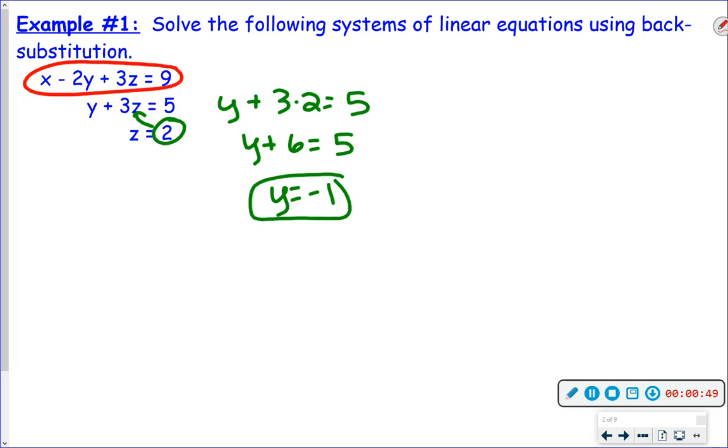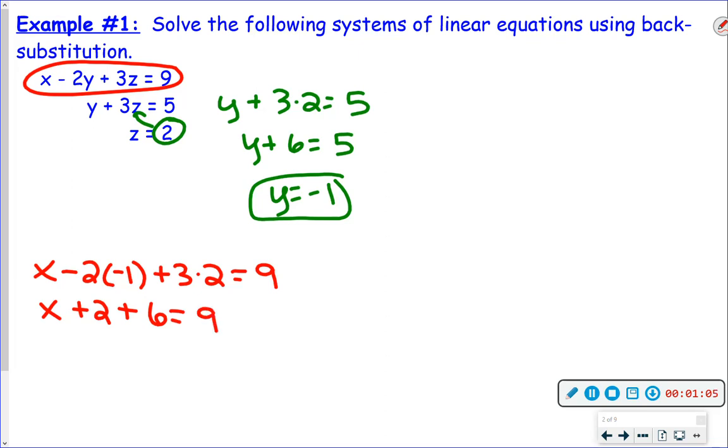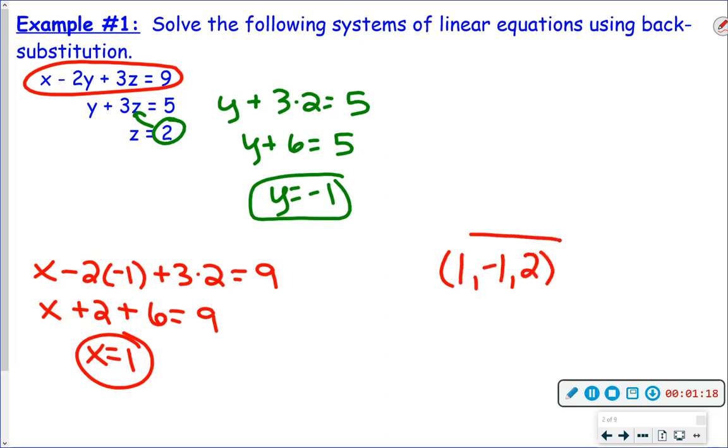Now we're going to go back to the beginning equation. You're working backwards. I'm going to rewrite it down here at the bottom so I have room to work. X minus 2 times y. Y we got negative 1. Z they told me was 2. And now we can go through and solve for x. Negative 2 times negative 1, let's make that plus 2. 3 times 2, 6. And let's just do it with mental math. X plus 8, well, x is going to have to be 1. Now, I'm still going to write my final answer as an ordered pair, of course, in alphabetical order: x, y, z. Just to make it look nice and pretty.